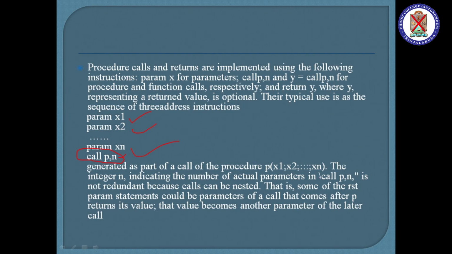Okay, that's it. Sorry, this is an error. This is not here. The integer indicated in call P of n is not redundant, because calls can be nested. What does this statement mean? This P of n is not nesting. It is just indicating n's value, that is, how many of x1, x2, etc. we have. It is not redundant. It is just a nesting call. First it moves with parameter x1, then x2, etc., xn, and will return a value if it is needed. That is also optional.